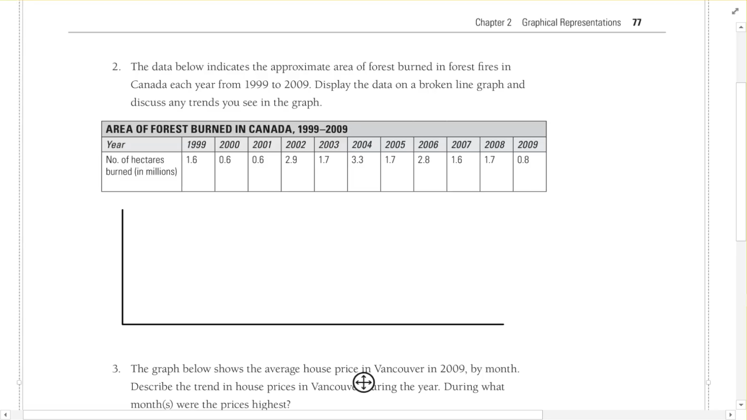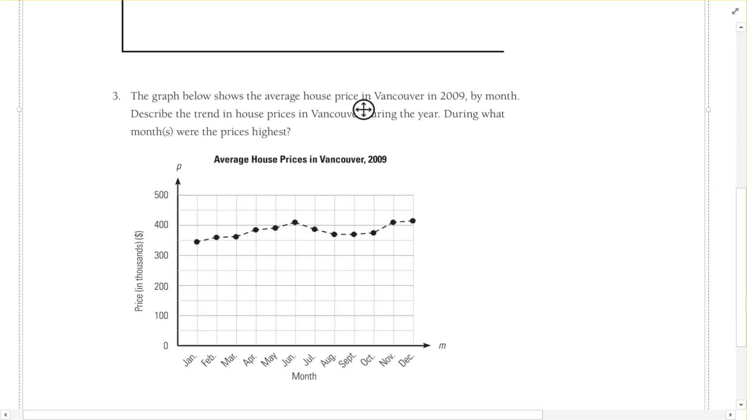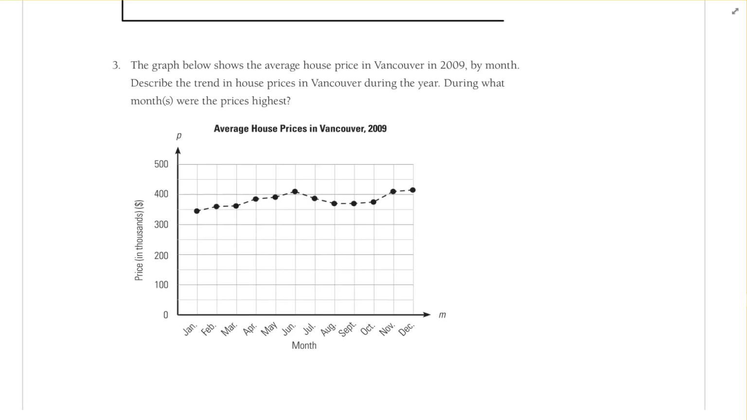Okay, 3. The graph below shows the average house price in Vancouver in 2009 by month. Describe the trend in house prices in Vancouver during the year. During what months were the prices the highest? Okay, moving on to the next one.